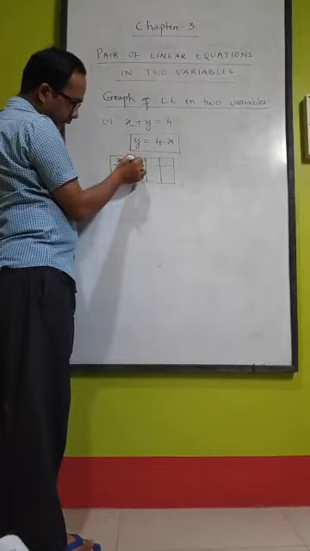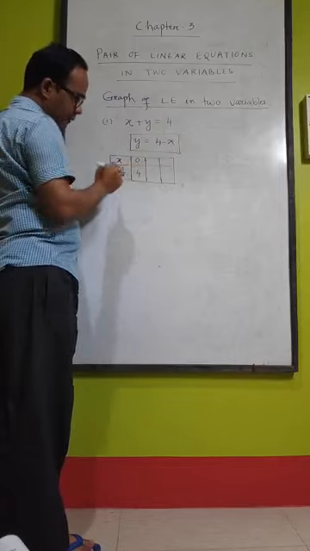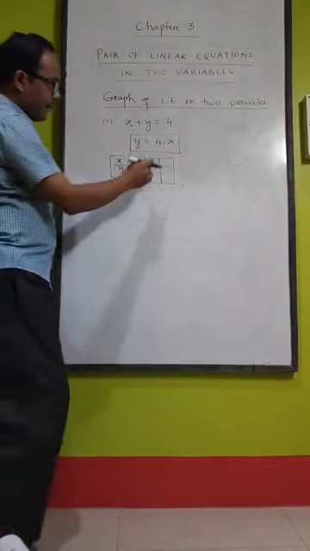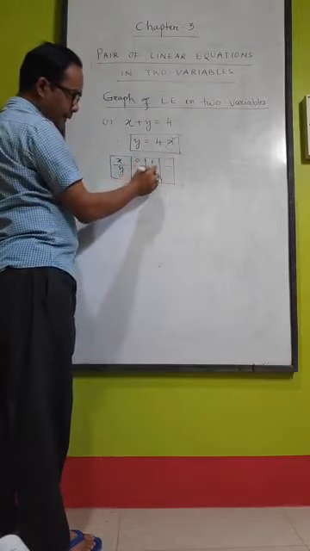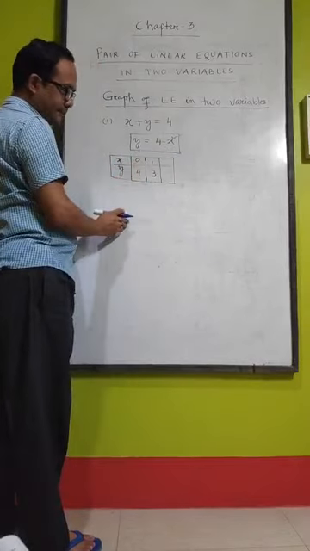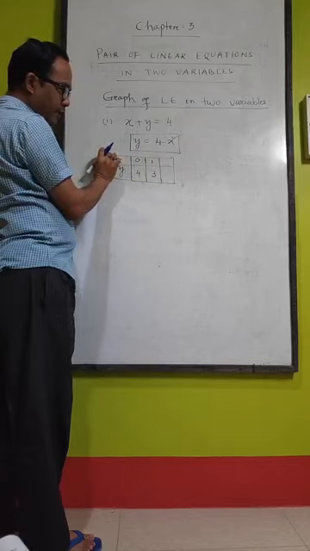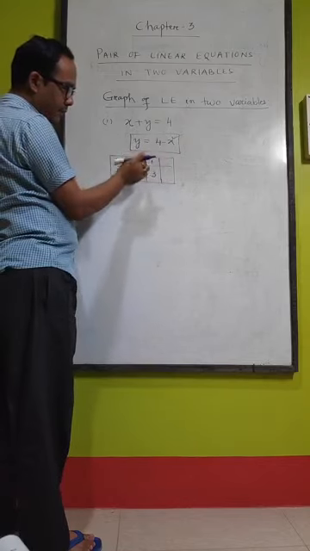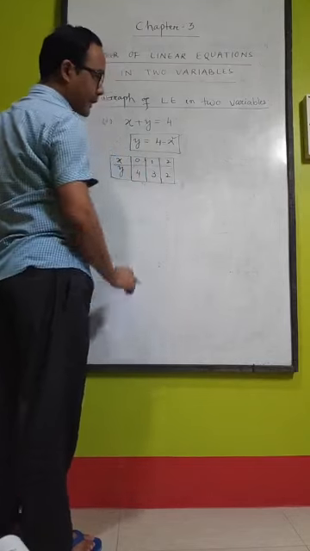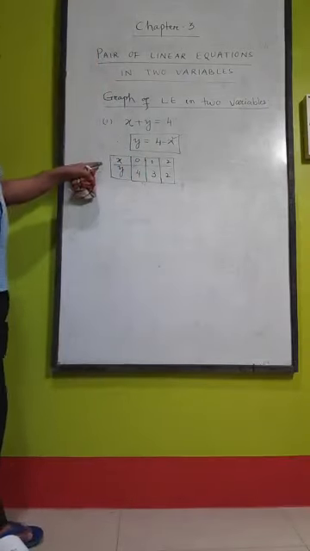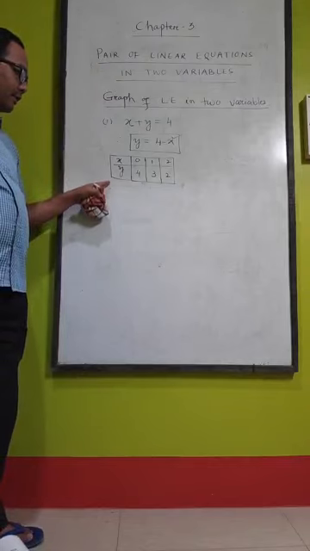Now, if I take x 0, 4 minus 0 becomes 4. If I take again x 1, 4 minus 1, this will become 3. Similarly, you can take negative values of x also. You can take positive values. It doesn't matter. Now let us take 2. Like this. After knowing these pairs of values of x and y, what did we do?